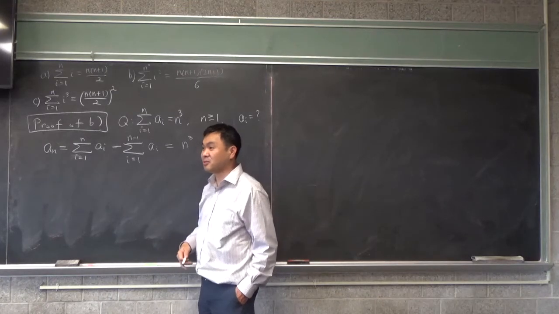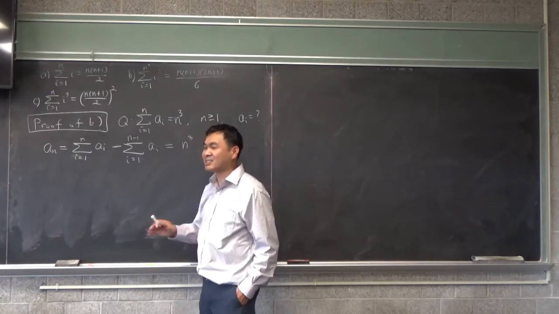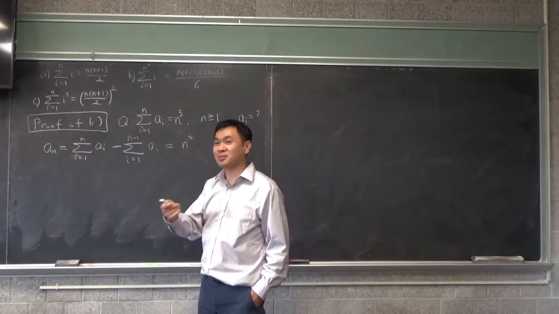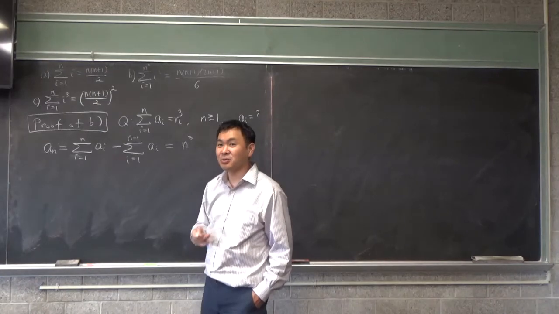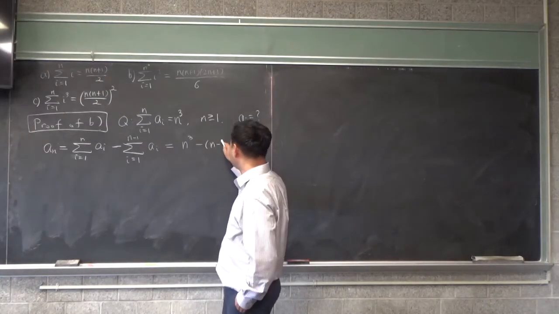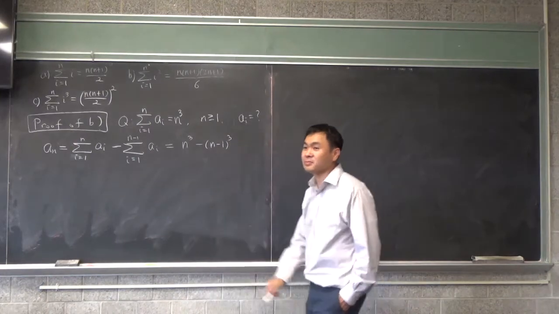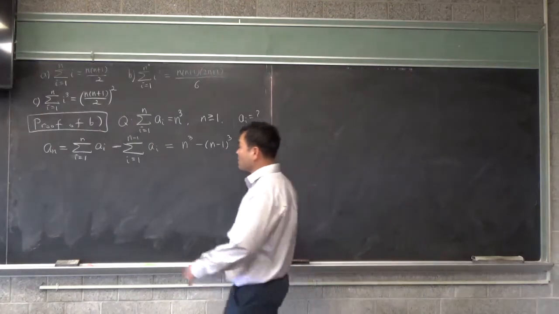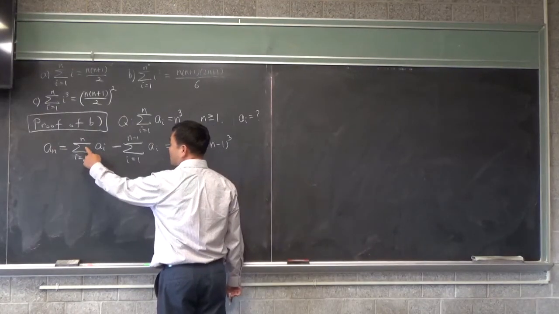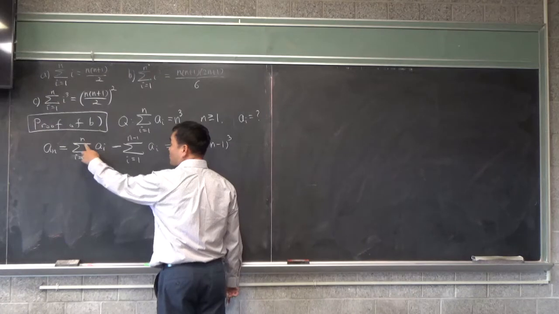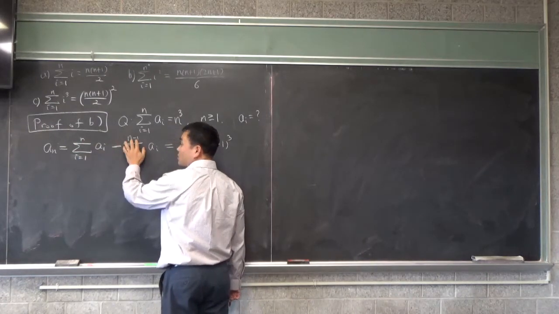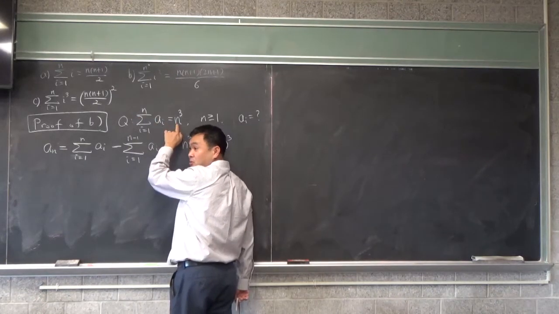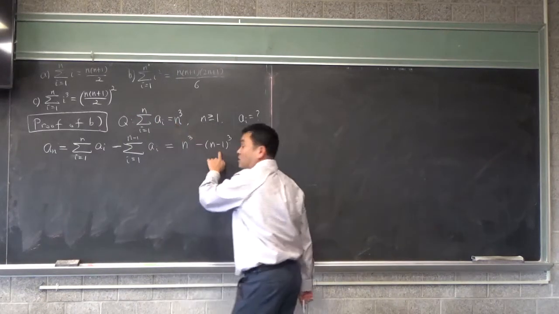Say it. N cubed minus 1. Close, but not really. N minus 1 cubed. Yes, n minus 1 cubed. Because the only difference is you're basically taking this one and replacing n by n minus 1. So if you replace this n by n minus 1, all you have to do is replace this one by n minus 1. That's why this is true.